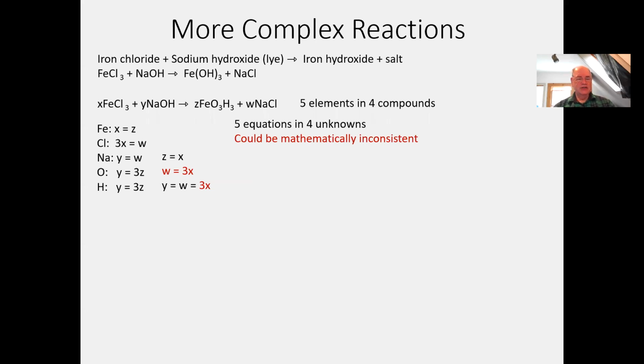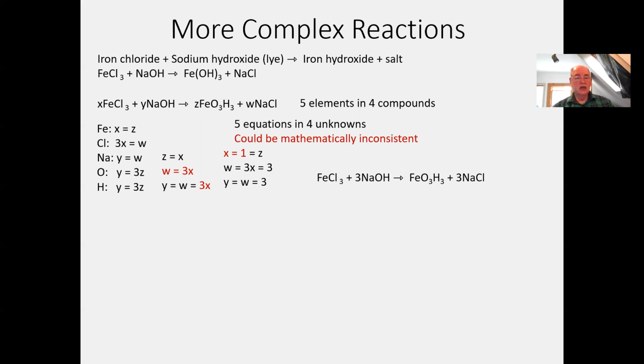And finally, we have y is equal to 3z, but we know z is the same as x. So if I make x equal to 1, everybody will be happy. Okay, z is the same, w is 3 times x, y is the same as w, so it's also 3. I put all those numbers in front of the compounds, and if you look at this, you do have a balanced equation.